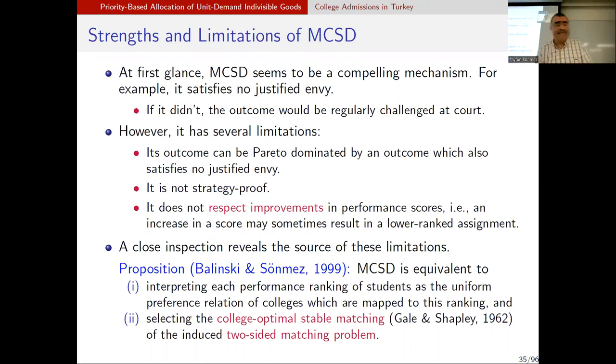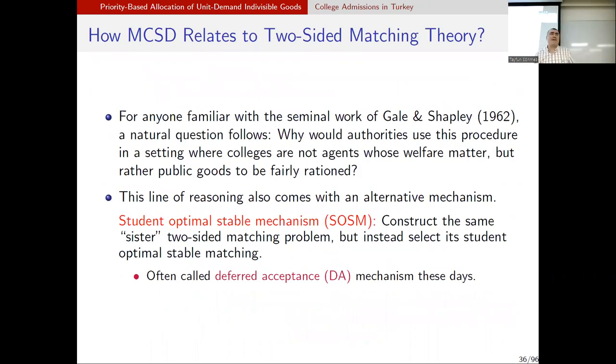Okay. And a close inspection reveals the source of these limitations. This mechanism is equivalent to doing the following. Take college admissions, take the Turkish problem. Remember that for each school, there is an associated ranking of students. Interpret that as the preferences of this school, which satisfies the responsiveness property, and find the college-optimal stable matching of the resulting economy. So these mechanisms are identical. But once you make that observation, it's kind of obvious that this mechanism is no good. Why would you want to use the college-optimal stable mechanism when colleges are not agents, but rather public goods to be allocated, right? So in a way, once you see that equivalence, the problem is obvious.